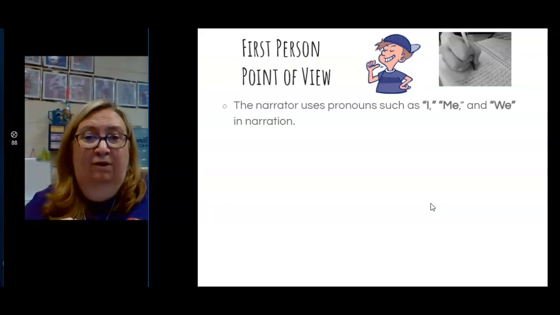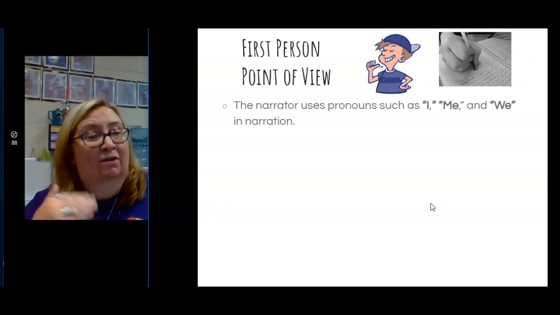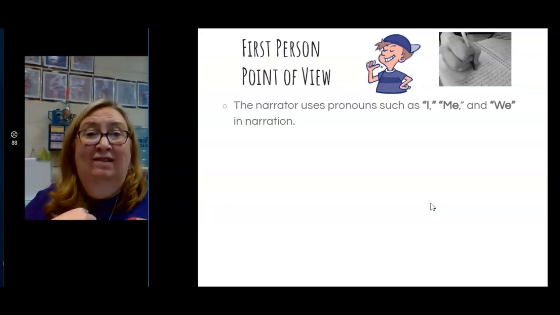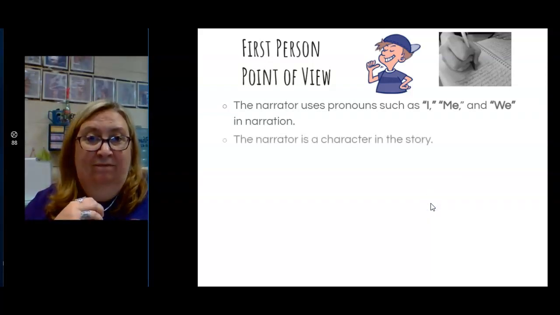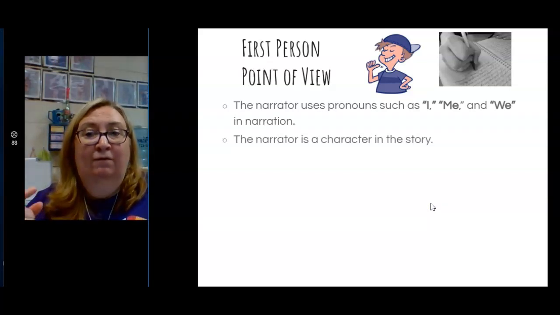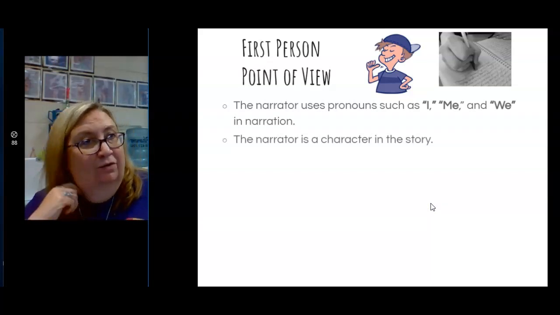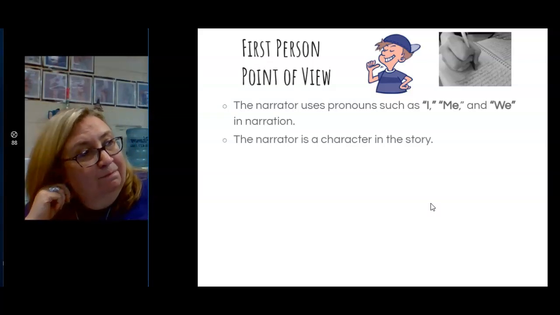The narrator uses pronouns such as I, me, and we, because the narrator is telling the story and the narrator is in the story. He is a character. He knows what's going on for himself and he's telling you the story.